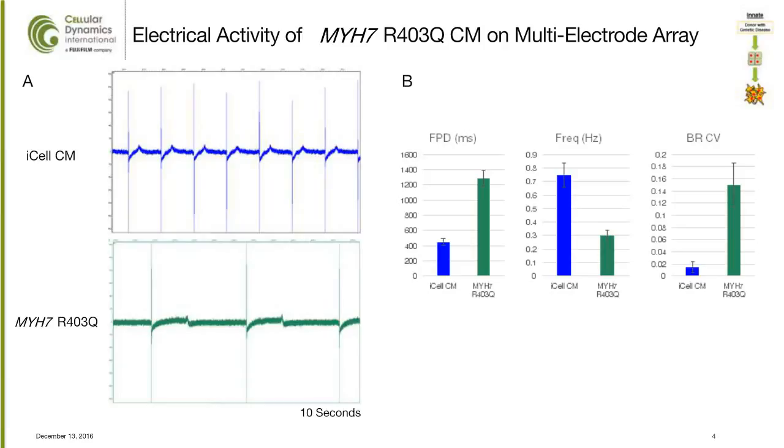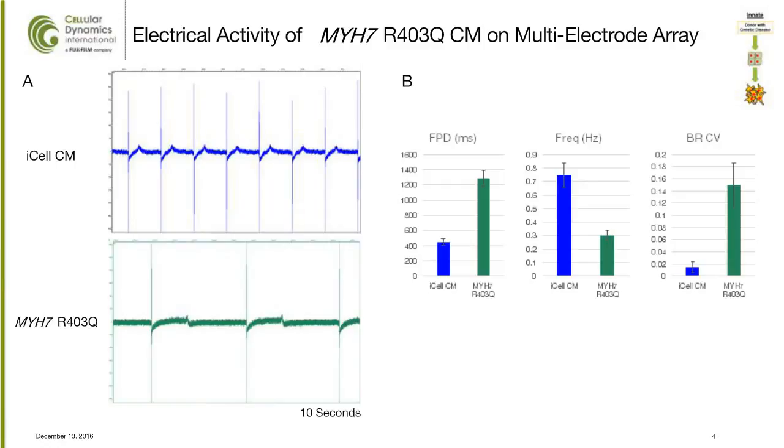And in B, I'm showing the R403Q mutation, the representative field potential duration. You can see that, consistent with the impedance measurement, this beating is slowed relative to control. This is quantified in panel B, where we're looking at the field potential duration for the R403Q sample in green and the control cells in blue. You can see that the R403Q cells have a prolonged field potential duration relative to control cells.